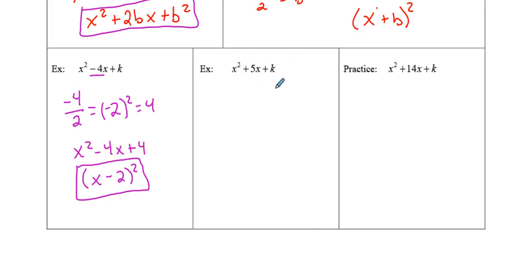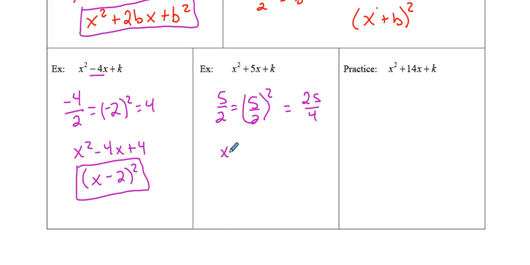Here's another example, and this one actually uses a fraction. We'll have an odd number, but it won't be too bad. So we'll take the number positive 5, divide that by 2, and I get 5 halves. Now all I have to do is square that value, and I'll get 25 over 4.